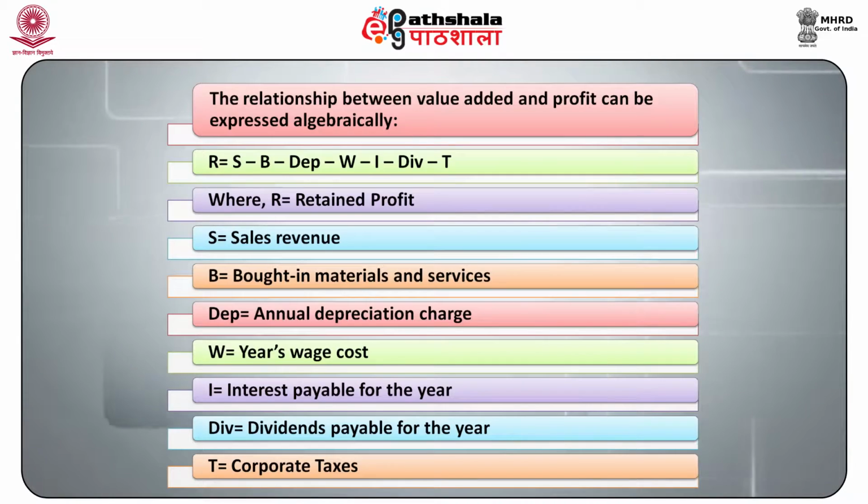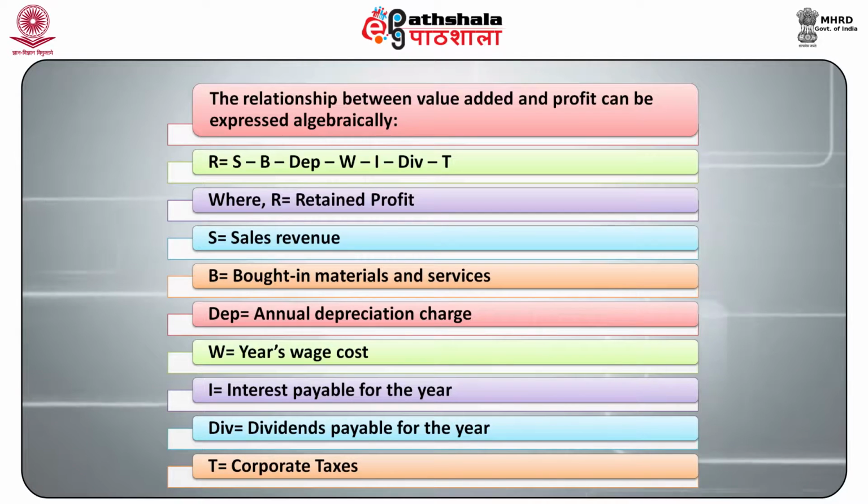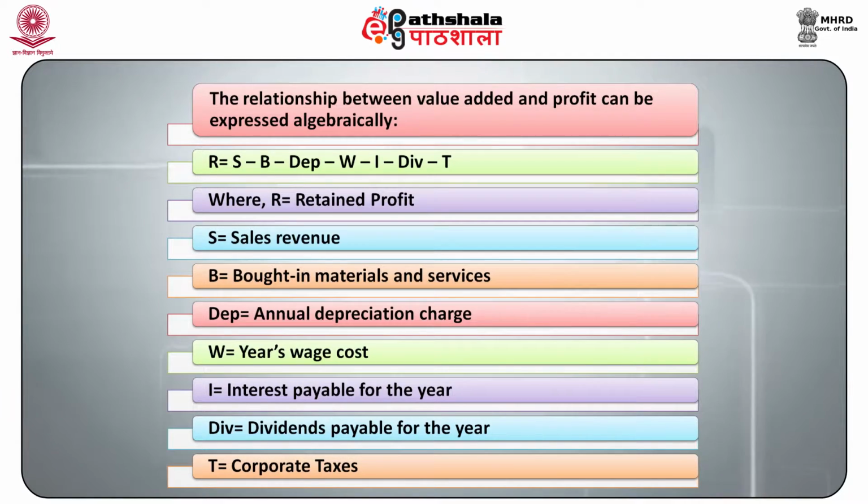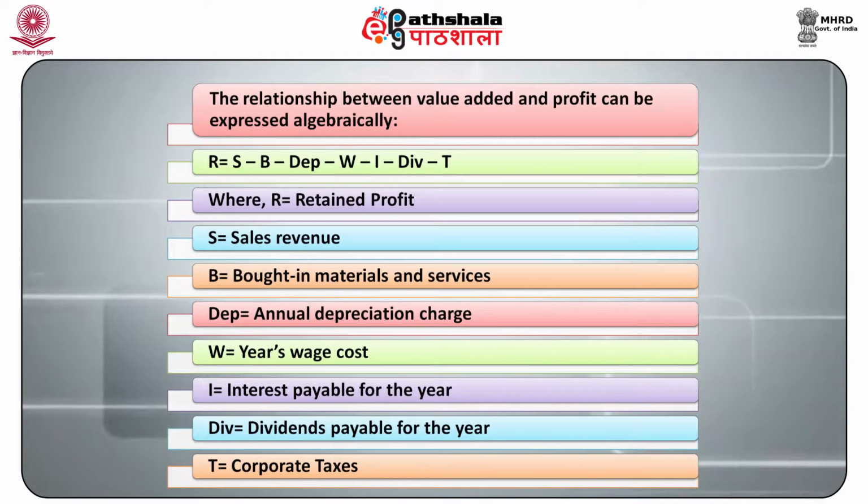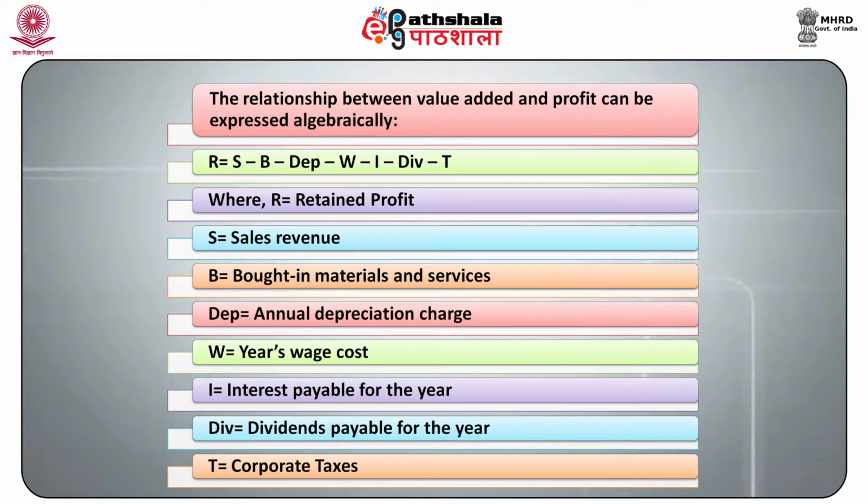The relationship between value added and the profit can be expressed algebraically as R = S - B - Depreciation - W - I - Dividend - T, where R is equal to retained profit, S is equal to sales revenue, B stands for bought in materials and services, depreciation is equal to annual depreciation charge, W is equal to year's wage cost, I is equal to interest payable for the year, dividend is dividend payable for the year, T is equal to corporate taxes.